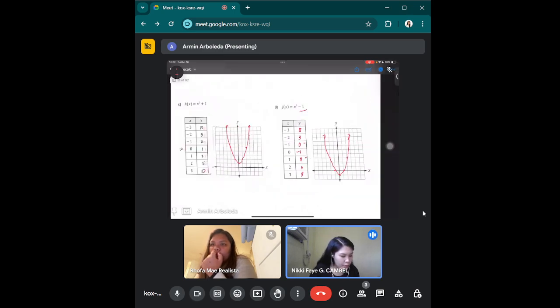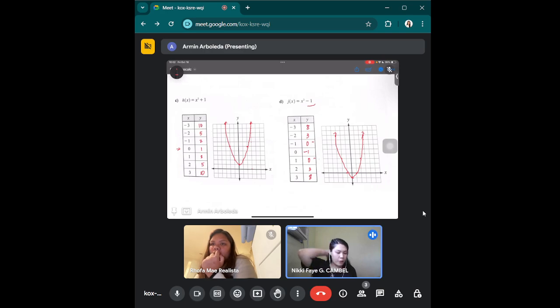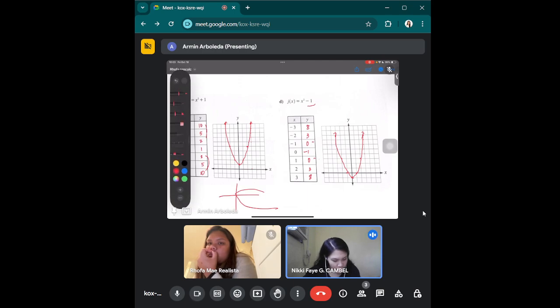Baka po na-notice nyo, yung from the x values here, and yung negative values, I mean, they have the same y's, right? Yan yung reflective property ng parabola natin. But hindi po yun yung case all the time kasi mayroon po sometimes na yung parabola natin is like going this way. So like you have to solve it pa rin just to double check. Okay?